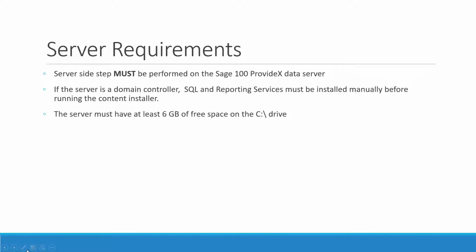On the server side, there are some basic requirements that must be satisfied. You have to perform the server-side install on the Sage 100 ProvideX data server. If the server is a domain controller, SQL and reporting services must be manually installed before running the content installer, and the server must have at least 6 gigabytes of space free.